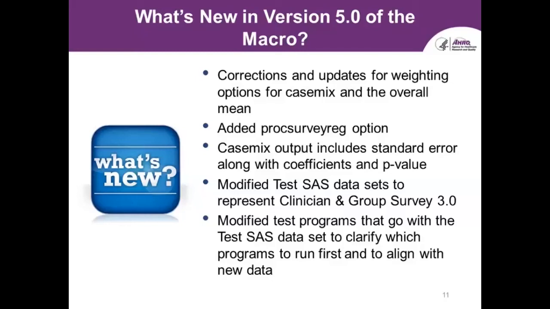And finally, within the CAHPS macro zip file, there are test data sets, and the test data sets were there to run sample code, and we have updated them. They were based on a very old version of Health Plan, so we updated them for clinician and group, and then we modified the test programs to go with those data sets. We streamlined them and numbered them, so it's very clear which ones to run first and how it aligns with the data.